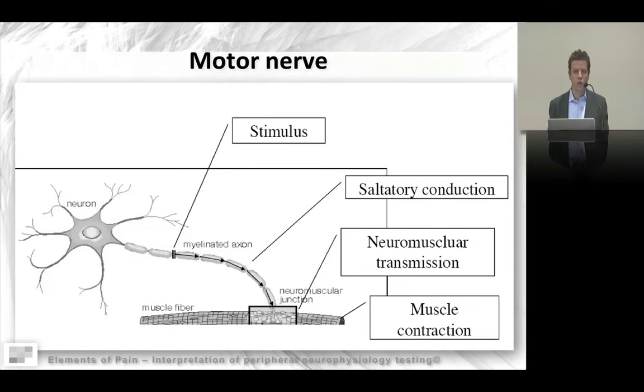And so then with a cartoon of what we're actually doing at a more anatomical level, we're providing the stimulus over the motor axon itself, although what we're really stimulating is the multitude of axons rather than one. We're then getting saltatory conduction down the myelinated axon, crossing of the neuromuscular junction with acetylcholine, and then subsequent muscle contraction.